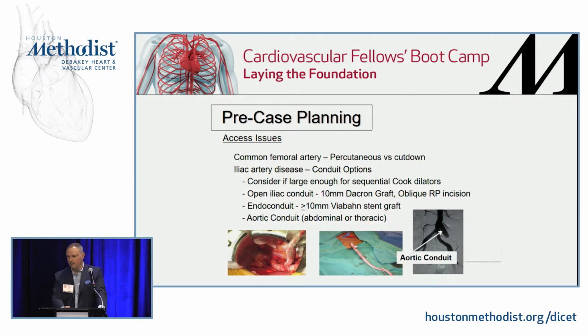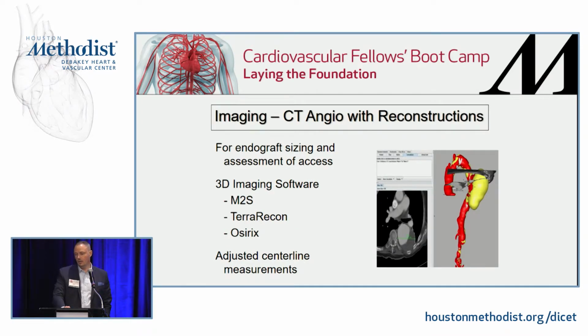Again, you can do these percutaneous, you can do it open. The access is the most important thing. People have gotten away from these endoconduits of tight iliacs where you put a Viabahn in there and crack and pave and basically controlled rupture the artery. And so be aggressive about putting conduits on if you need to. 3D imaging with centerline measurements are absolutely essential. Know your landing zones, know where you're going to put this graft in, and know your road to get there.